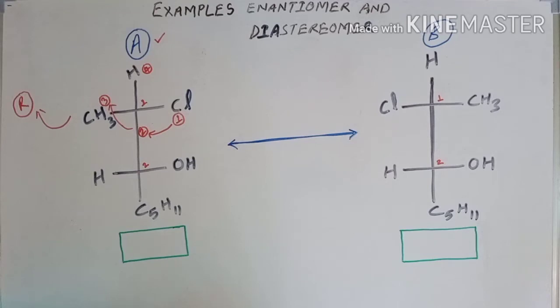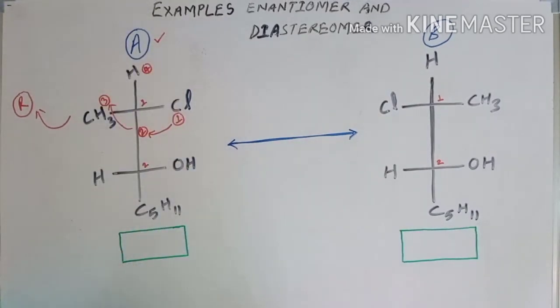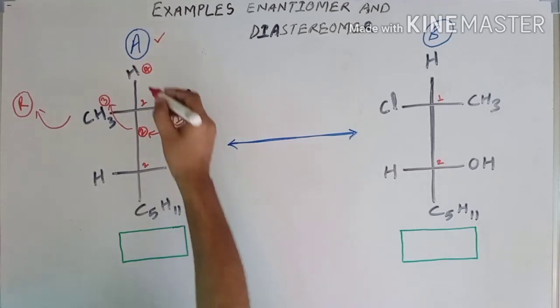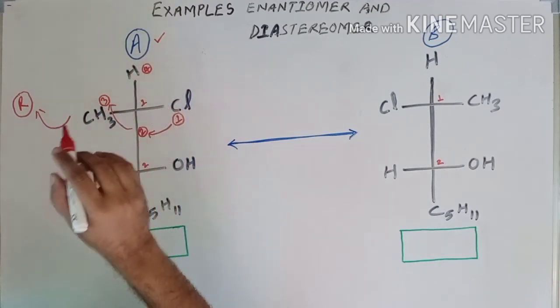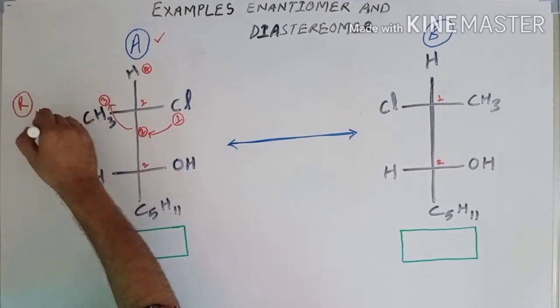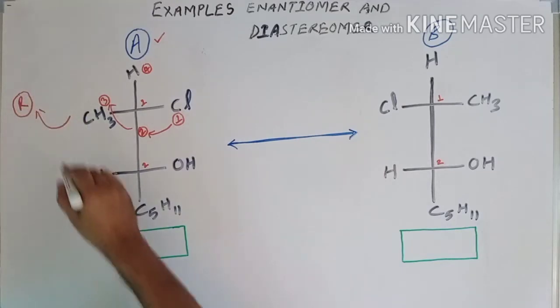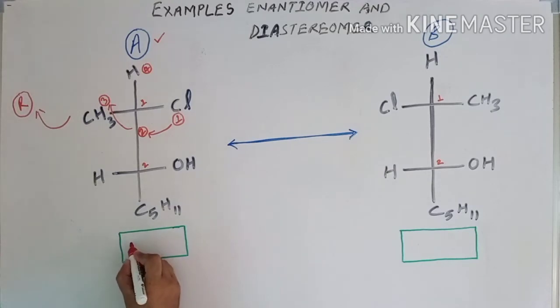We have to see the lowest priority group position. On this carbon, the lowest priority group among these 4 is hydrogen, and its position is vertical. As we discussed in the previous lecture, if the lowest priority group remains on the vertical position, then the configuration of that carbon remains the same as depicted by the movement of the arrow. And the movement of the arrow here is in the clockwise direction, so the configuration is R. So this R remains the same. So the first carbon has which configuration? R.